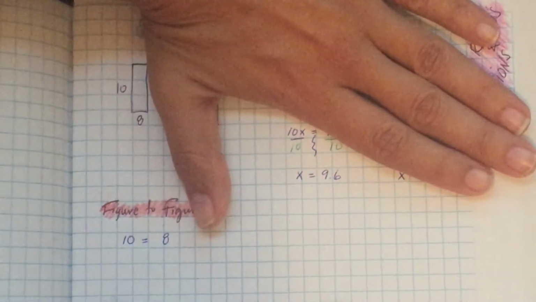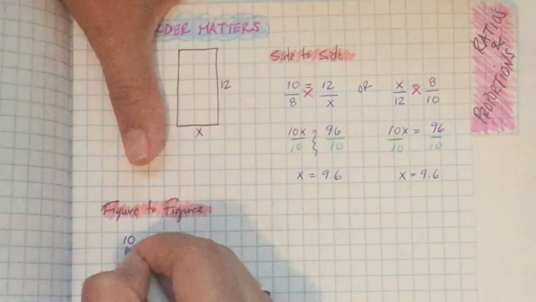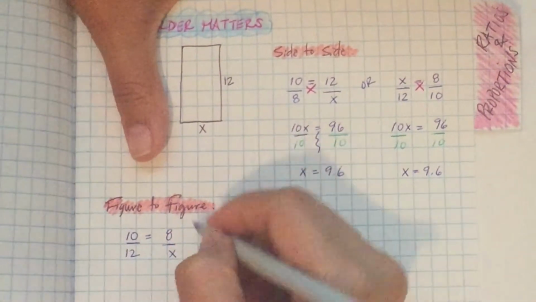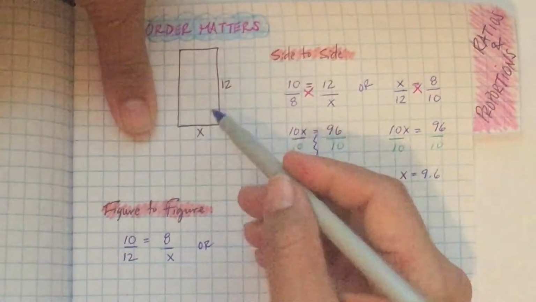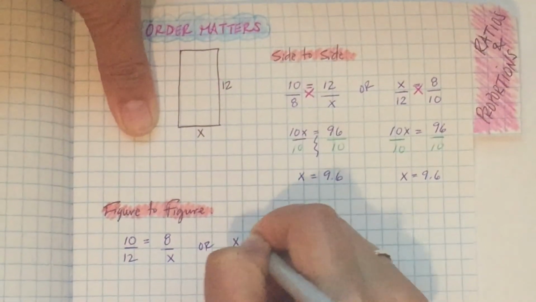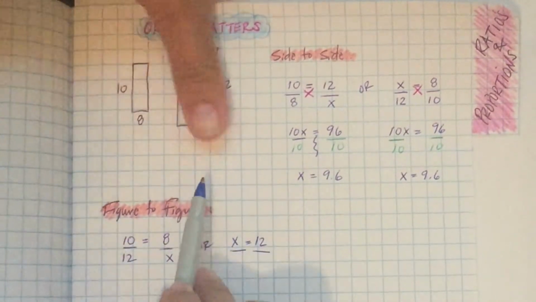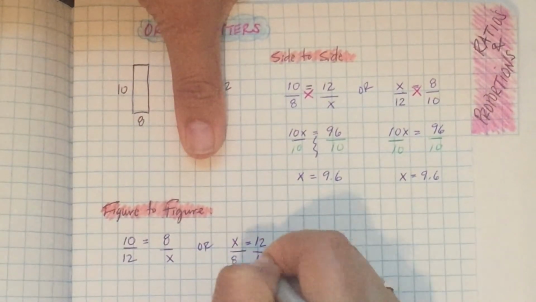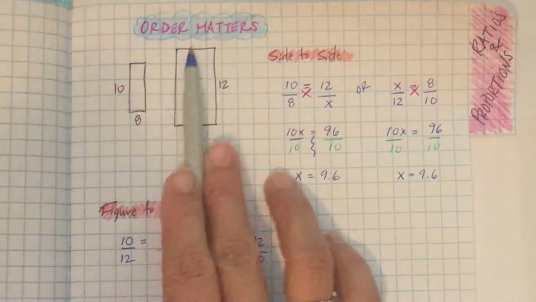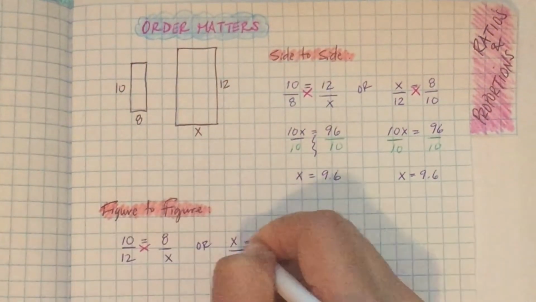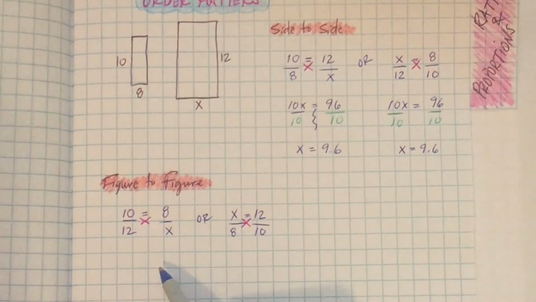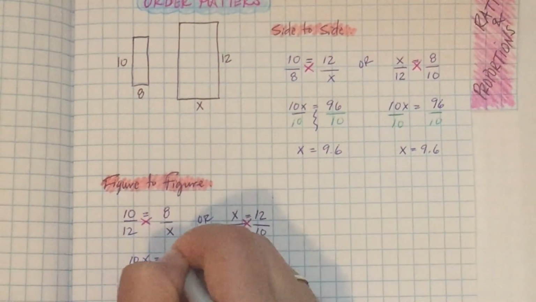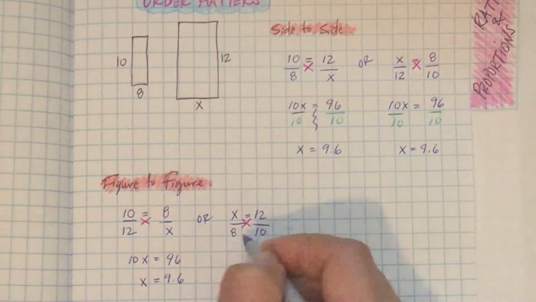And I have to do the same order on the other one. So I have to do length first and then width. So 12 with X. Or I can start with the second figure if I want to and say X goes with 12. And because I started with the width this time, I have to start with the width on the next one. So 8 goes with 10. And same thing again as before, cross multiply and divide. So you're going to get 10x equals 12 times 8, which is 96. Divide both sides by 10, you're going to get x is 9.6.